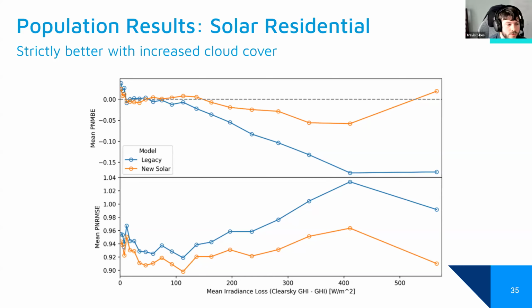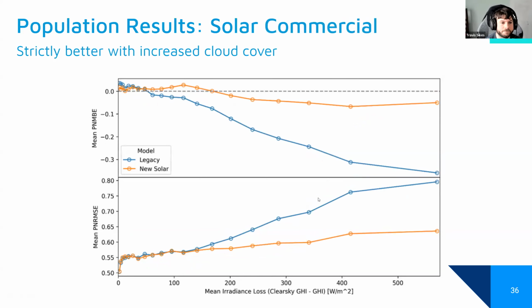Now we also do, for PNRMSE, we would want to be as close to zero as possible, and you can see this is just a net win. We have done it. It is lower in all instances, which means that our error is better during all periods of the time for residential customers.